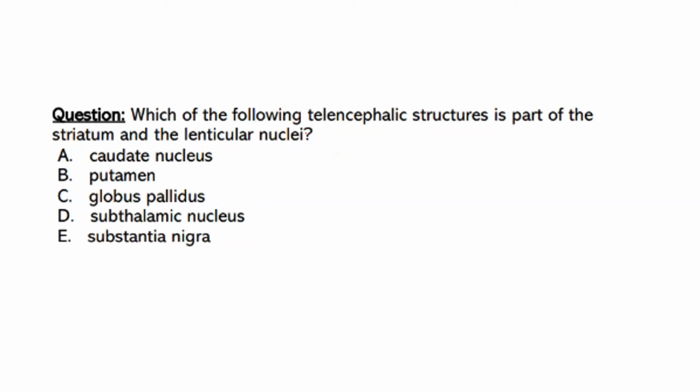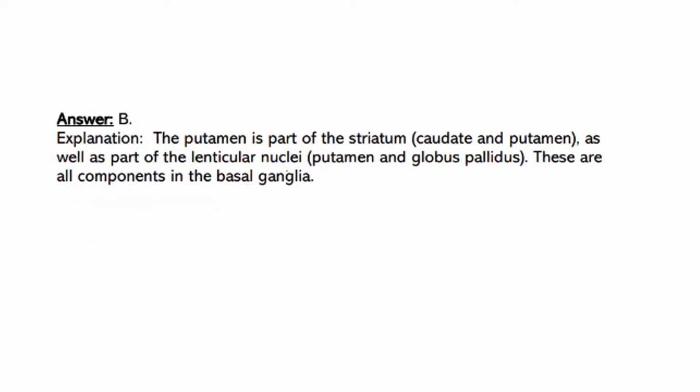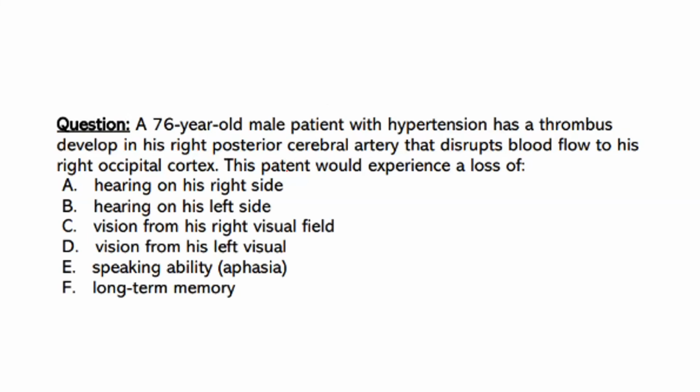Okay, so for the next question, we have, which of the following, let's repeat it again. A 76-year-old male patient with hypertension has a thrombus that developed in his right posterior cerebral artery, and it disrupts the blood flow to his right occipital cortex. What's going to be the sensory deficit?